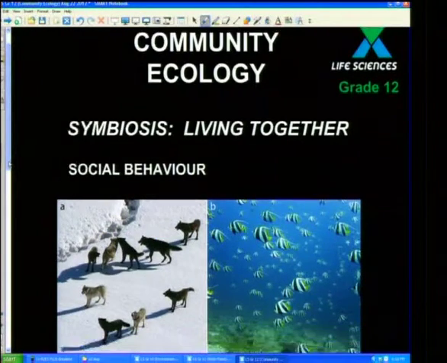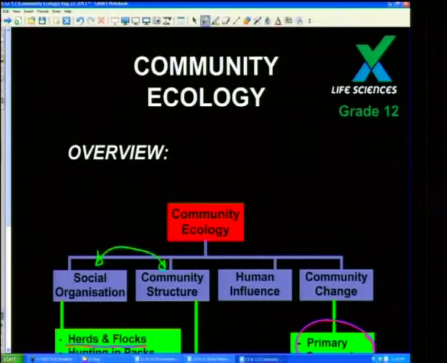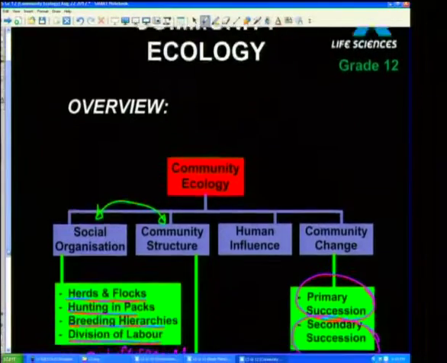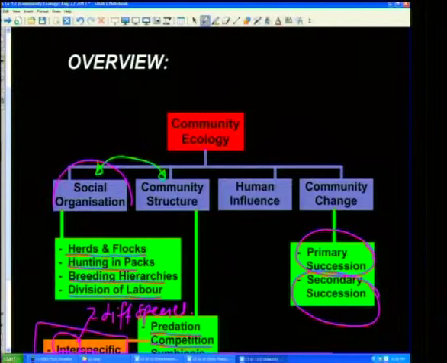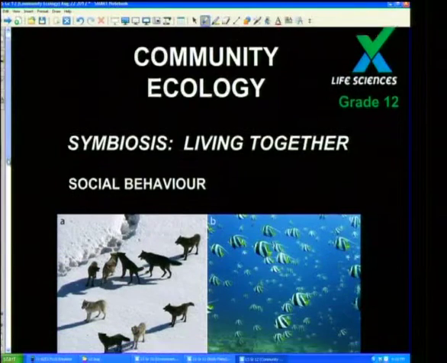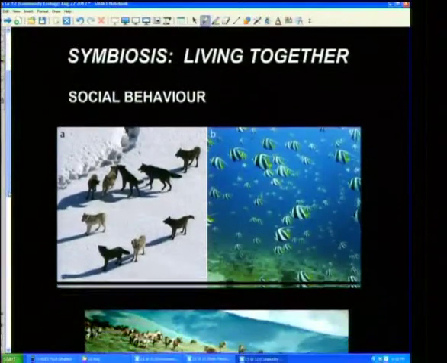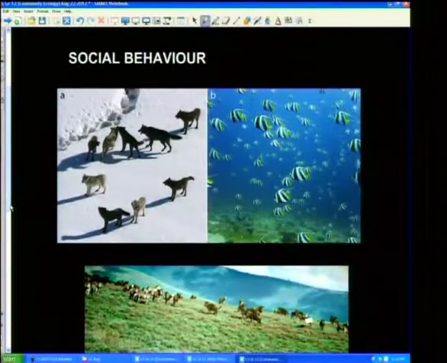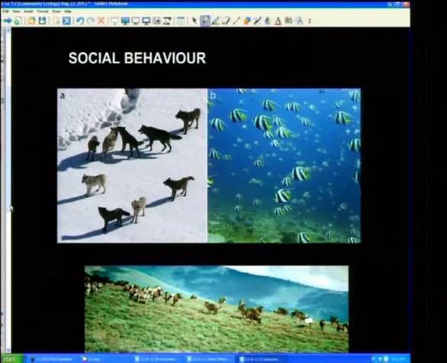Going straight into the first part, and the first part, just to remind you, I'm going to go back all the time if I can, and the first part is social organization. And when we're looking at that, there we have it there. Ignore that part on the top there, symbiosis. Here we're looking at, we said hunting in packs. Here's the first one.